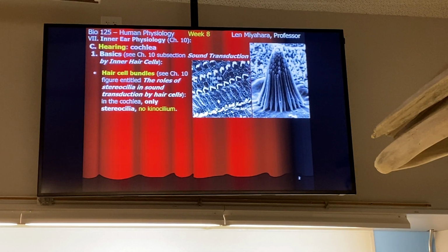We have covered the other areas of the inner ear, the semicircular canals and the vestibule, and in those regions they have both stereocilia and one kinocilium. In the cochlea for hearing, there are no kinocilia. There's only stereocilia, and they kind of look like a little teepee. Everybody see that?